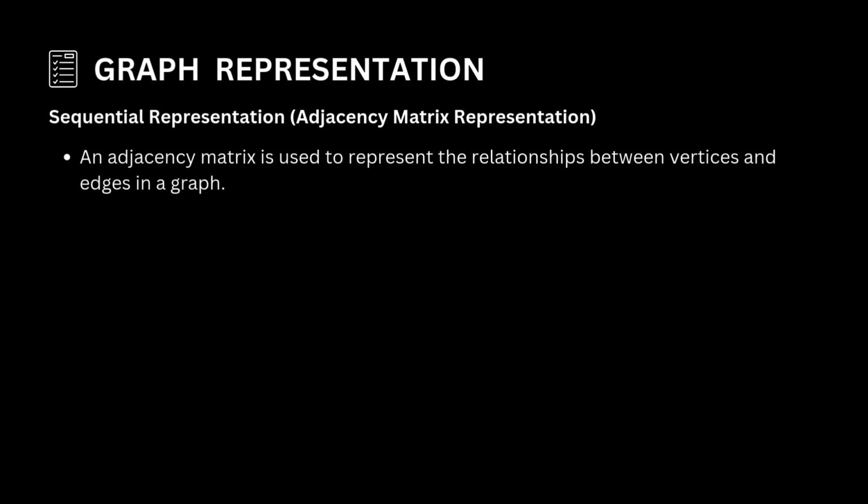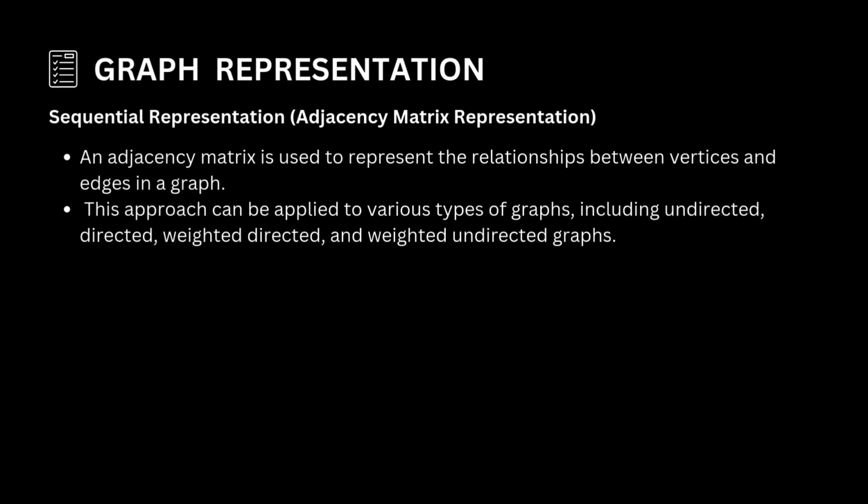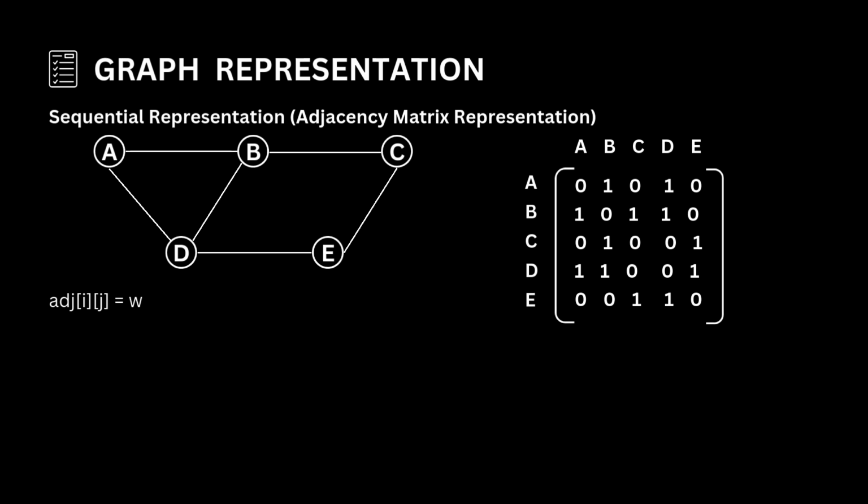In sequential representation, an adjacency matrix is used to represent the relationship between the vertices and edges in the graph. This approach can be applied to various types of graphs, including undirected, directed, weighted directed, and weighted undirected graphs. If adjacency of i and j is equal to w, it indicates an edge exists from vertex i to vertex j with a weight of w.